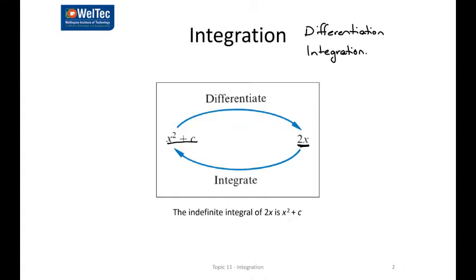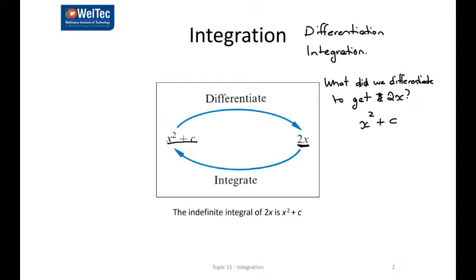Now, what if we started with 2x? And what if we then asked ourselves, what did we differentiate to get 2x? Well, you should have enough knowledge now to be able to say, okay, it must have had x squared in it, because that's how it must have been. And then maybe there was a number there as well. Check. Differentiate that. Yes, we get 2x.